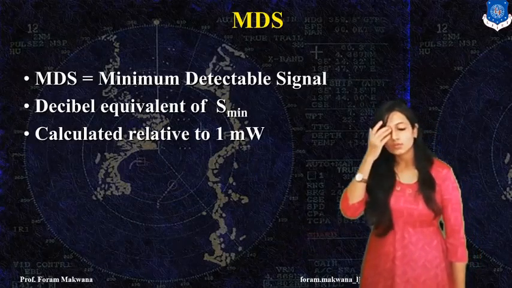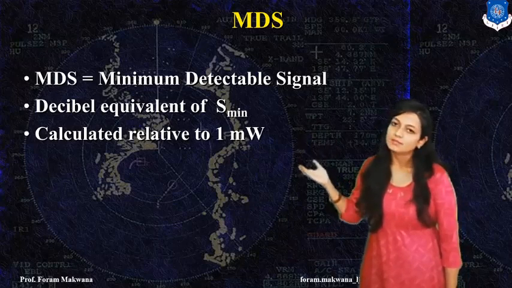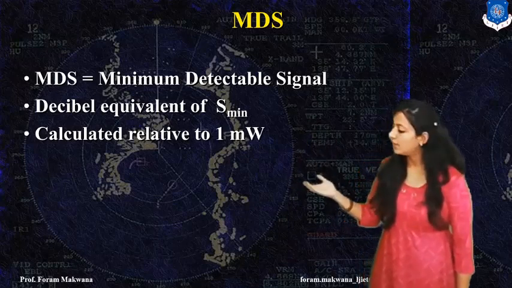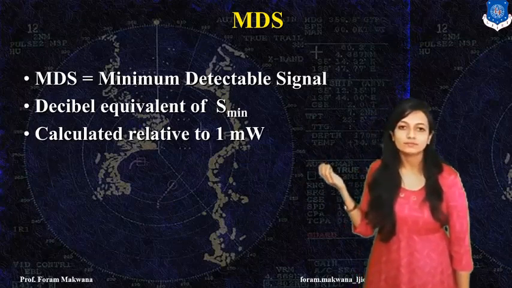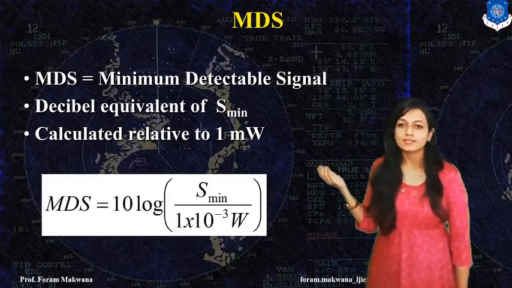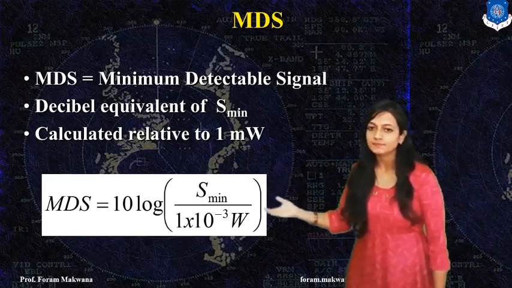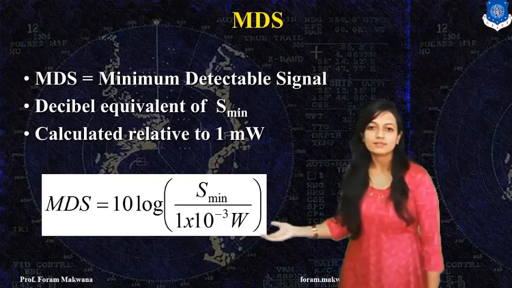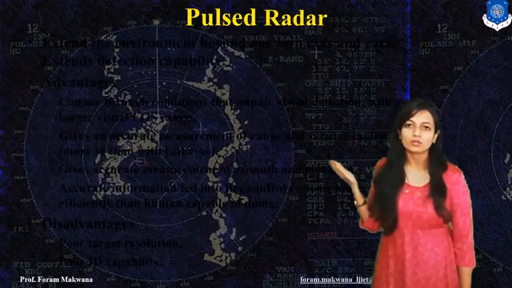Right? So the minimum detectable signal is the decibel equivalent of S minimum, which is calculated relative to 1 milliwatt. Alright? It is represented as 10 log base 10 of S minimum over 1 times 10 raised to minus 3 watt, if it is represented in milliwatt.